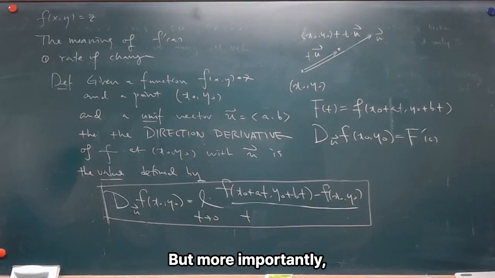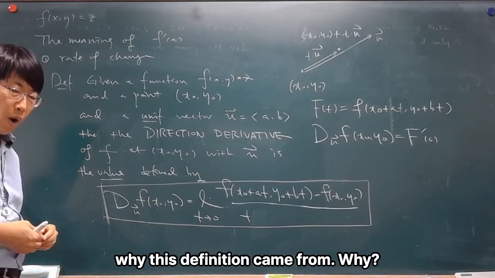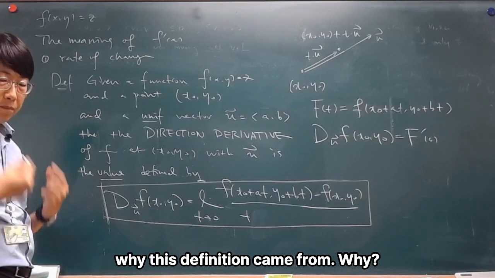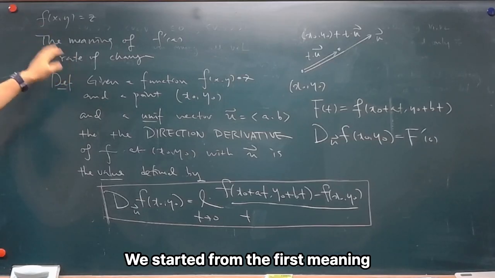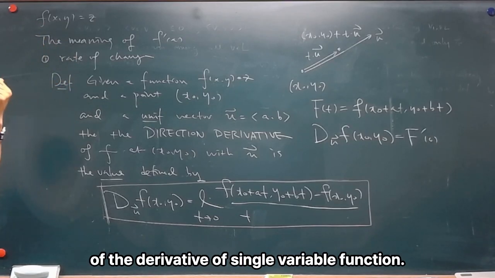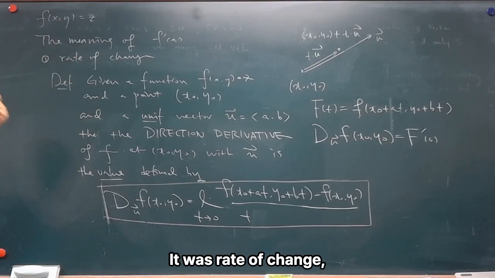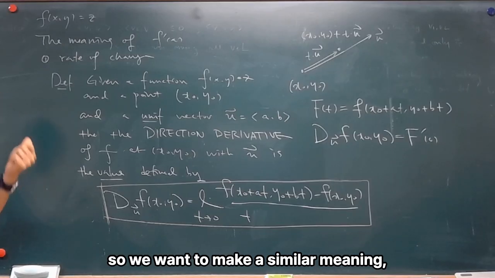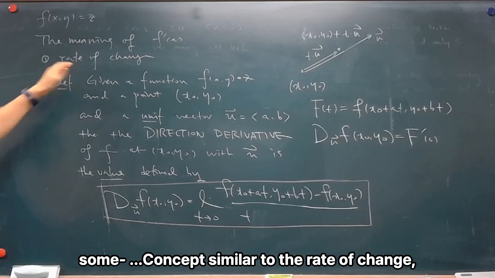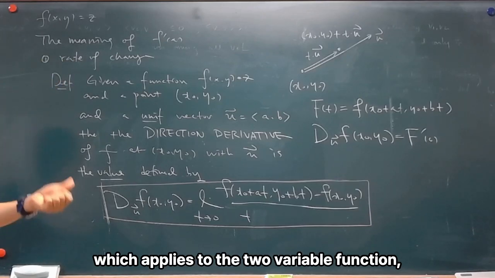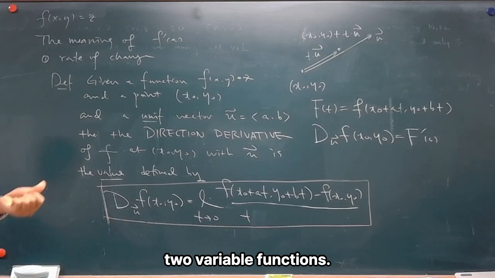But more importantly, you have to understand where this definition came from. Why? Look at the first item here. Where did it start? We started from the first meaning of the derivative of a single variable function. It was rate of change. So we want to make up some concept similar to the rate of change, which applies to the two variable function, not a single variable function, but two variable functions.